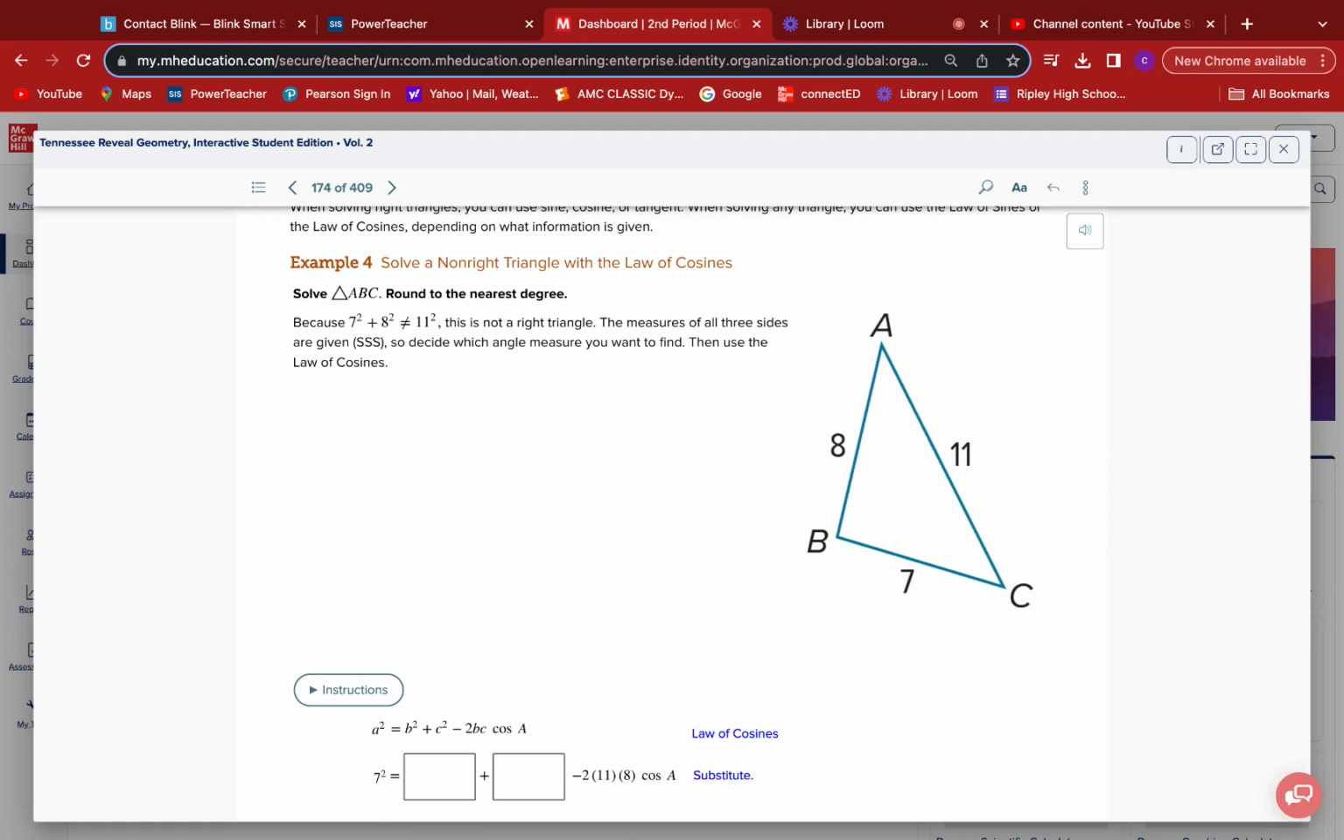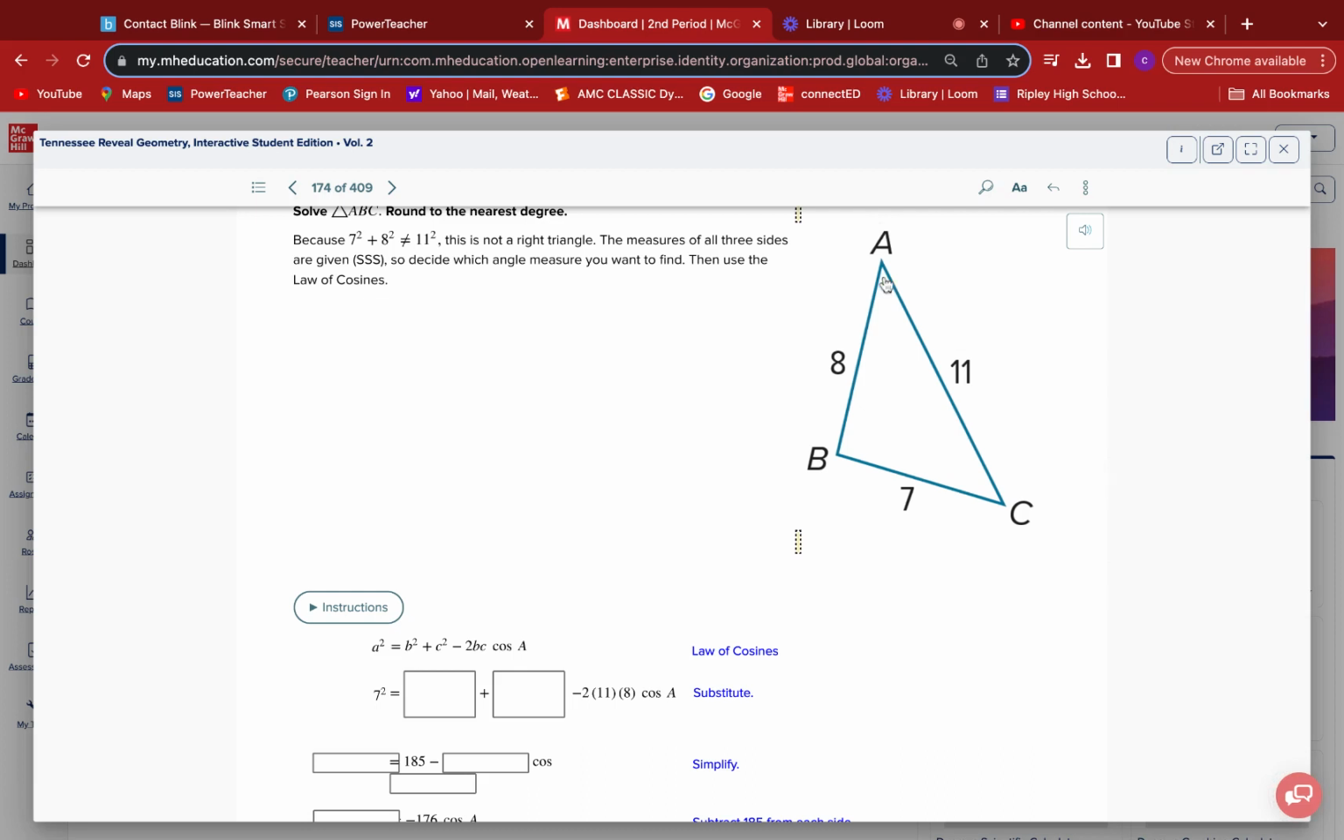All right. What do they want me to find first? Let me find A. All right, they're looking at me to find angle A first. Okay, so if I'm looking for angle A first, A is what goes to the square on the other side. So there's your 7 squared. All right, B is across from angle B, which is the 11 squared.